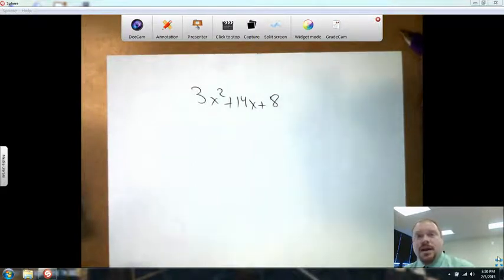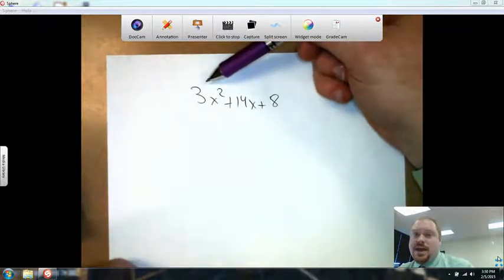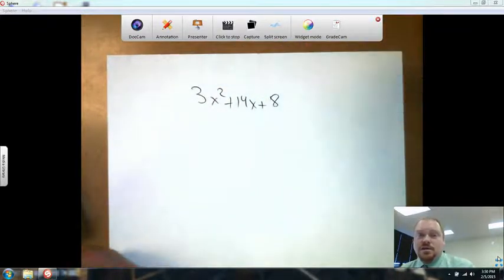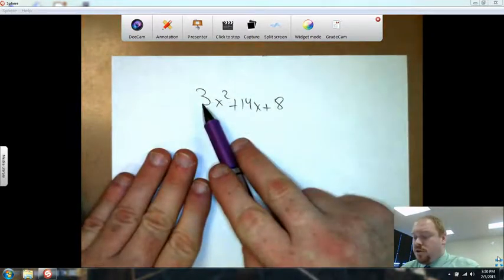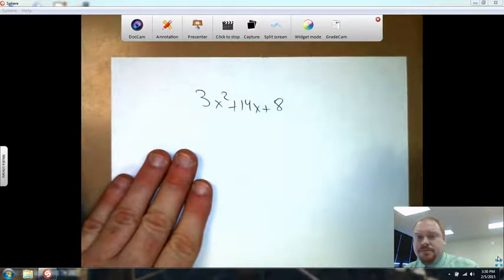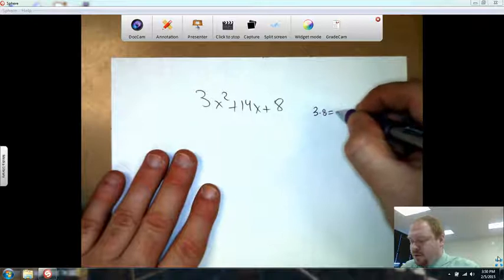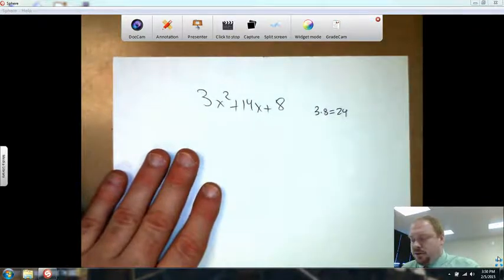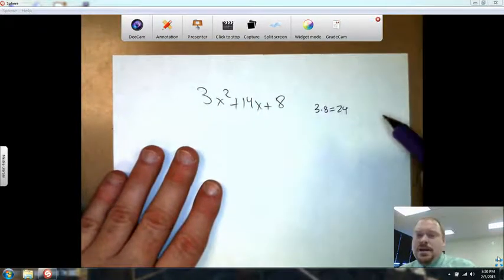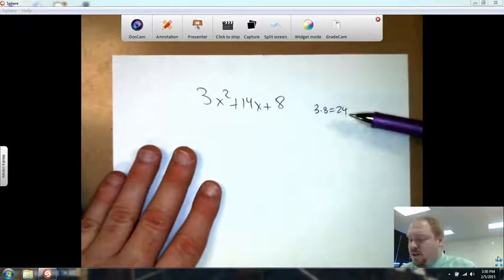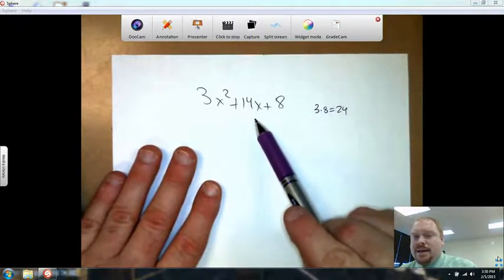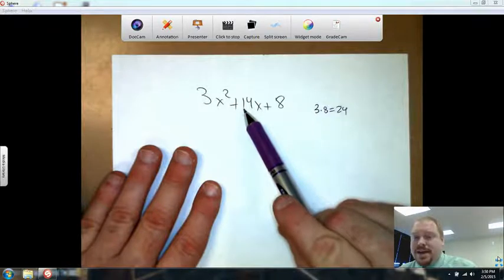However, if you can't take out anything, then we have to try this. And I really like this. Okay? So I'm going to do 3 times 8. That gives me 24. So, now I need numbers that multiply together to give me 24, but add together to give me 14.